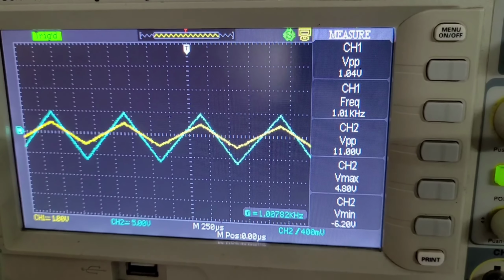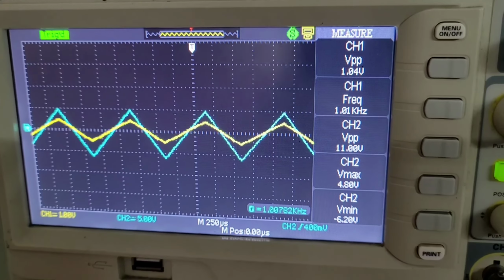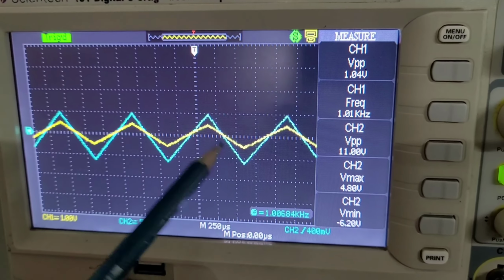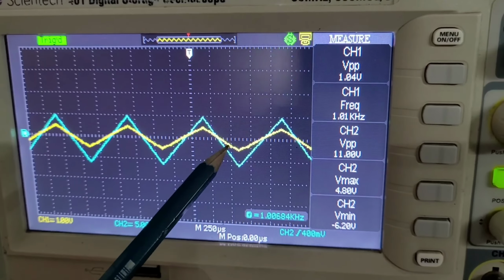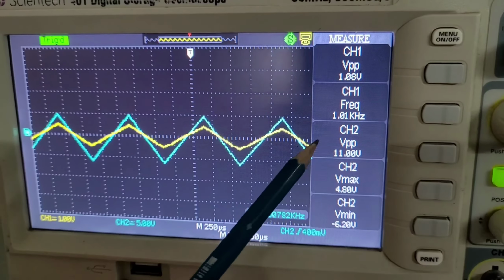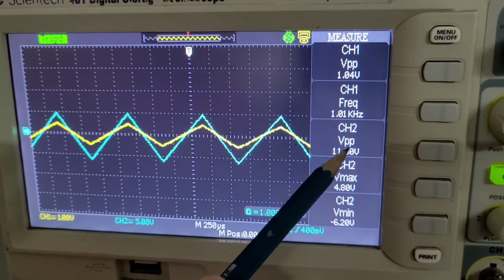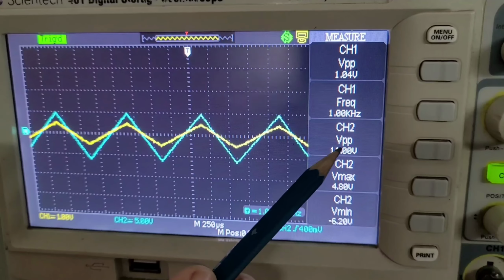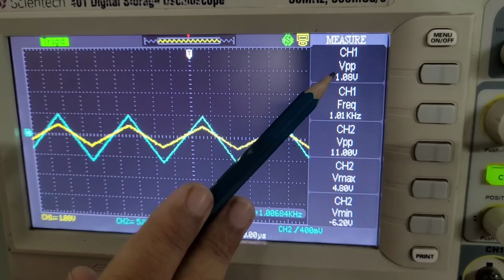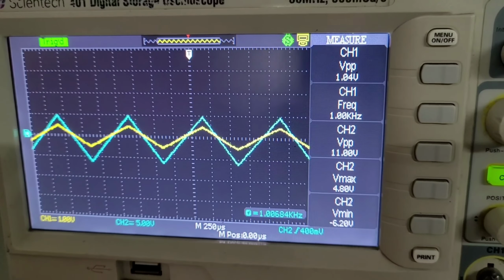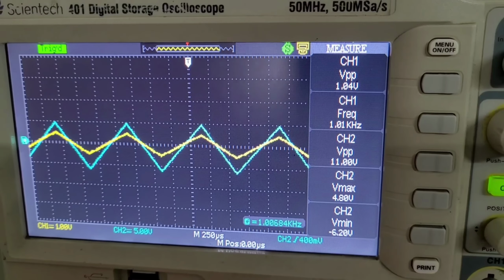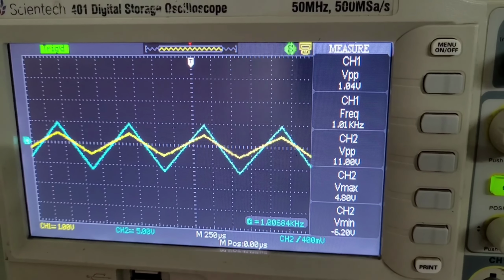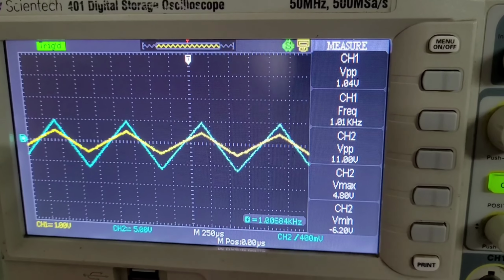By observing the waveform, we can say that the output signal is in phase with the input signal and the output voltage is nothing but gain multiplied by the input voltage, which is 11 multiplied by the 1 volt peak to peak. So in this way, Opamp is amplifying the input signal in non-inverting mode.